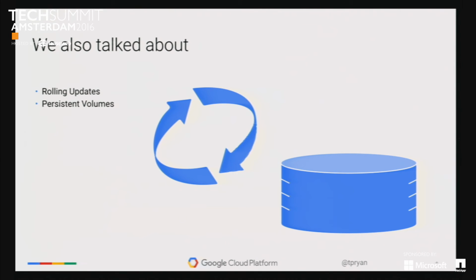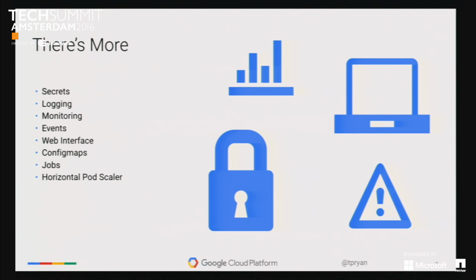Now, we also talked about rolling updates, which I showed off. We talked about persistent volumes, which was running MySQL in the background. There's a whole lot more to Kubernetes. There's a secrets API, so if you want to do things through environment variables and you don't want them stored, and you shouldn't want them stored anywhere, you can use secrets to store them. There's logging, there's monitoring, there's events. There's a web interface, that's just a demo to show off what's happening. There's also a jobs API, so like you said, if you want to spin up a whole bunch of containers just to solve a certain problem and then spin them down, you can use that.